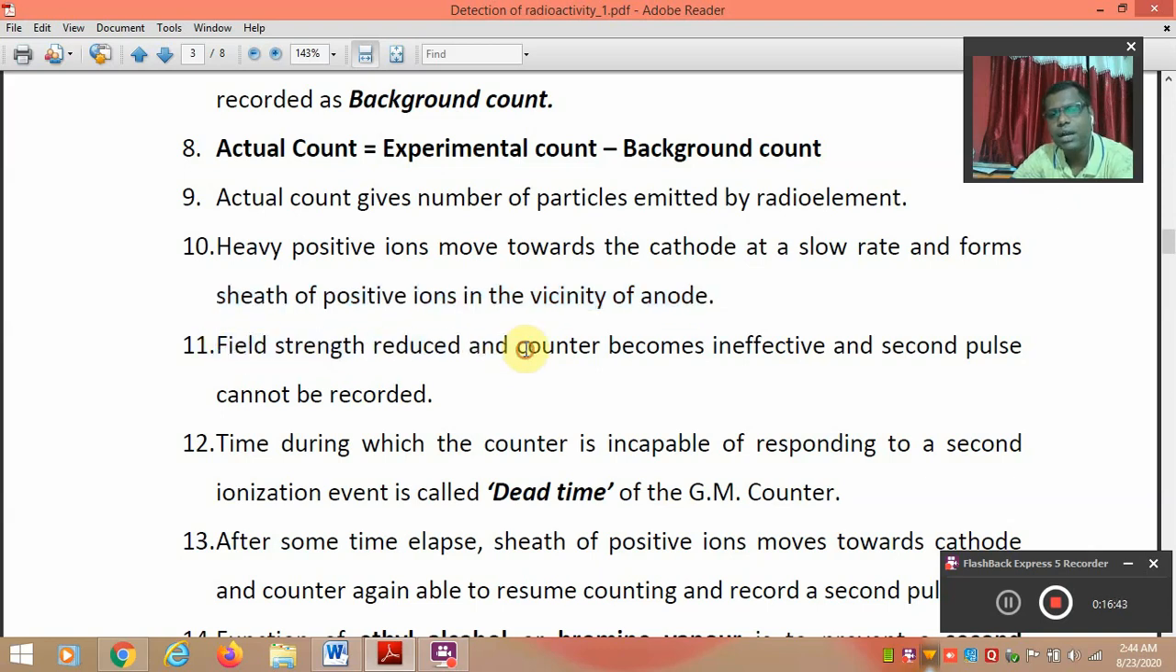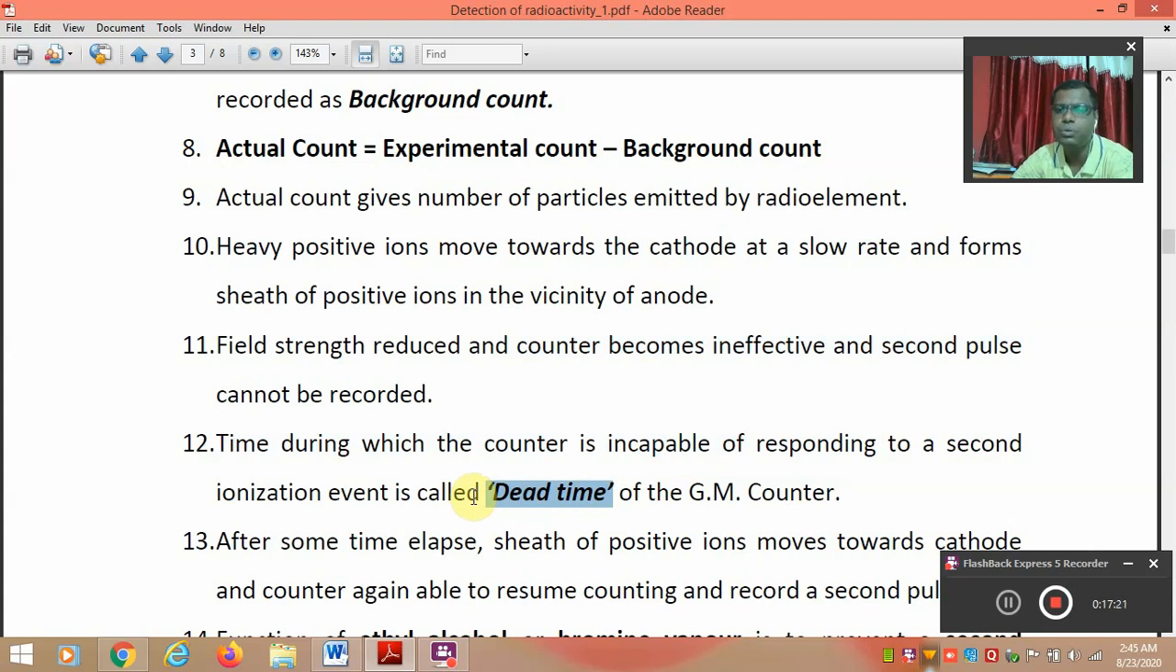And this counter becomes ineffective, which means it is not capable of recording the next pulse of current, or the next pulse of the count. So the field strength of the counter gets reduced, the counter becomes ineffective and the second pulse cannot be recorded. This is the problem here. The time during which the counter is not able to respond to a second event of ionization is called the dead time.